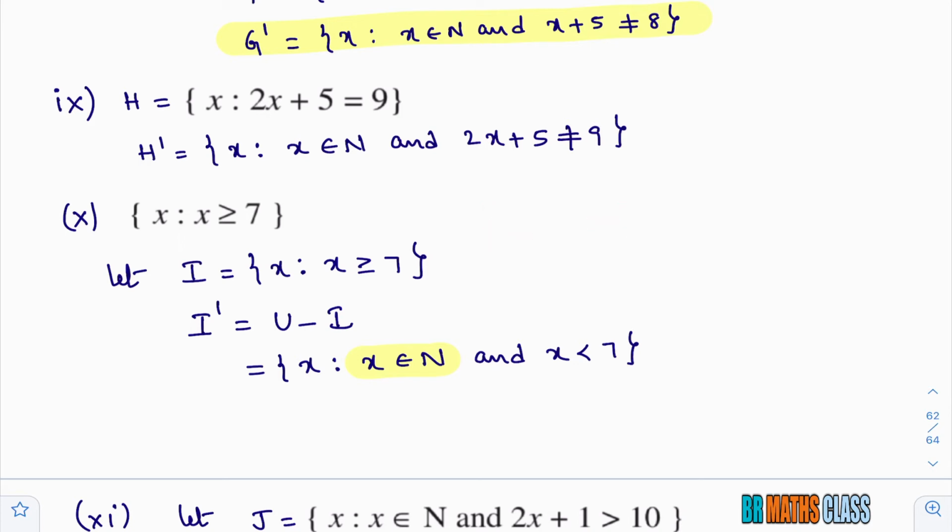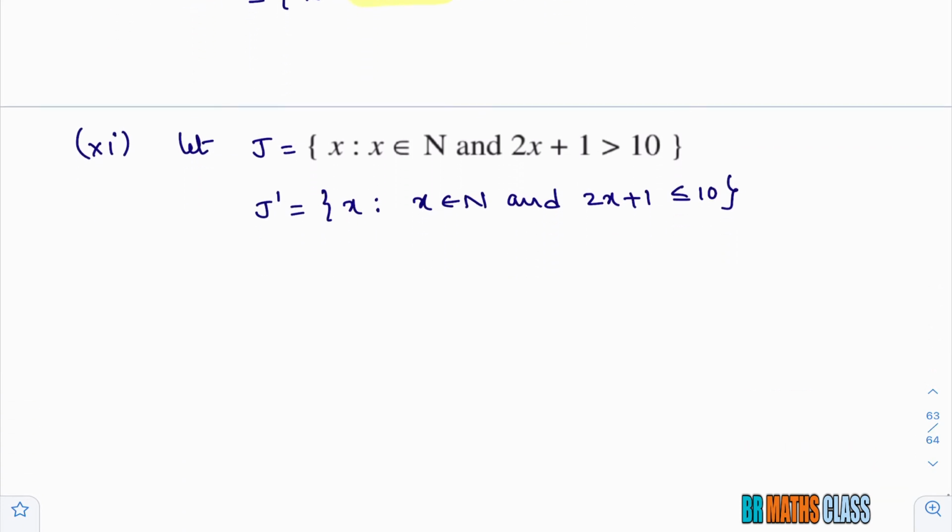Look here, x is a natural number and this is greater than or equal to 7. Now I'll say that x is less than 7. Not greater than or equal to 7 means x is less than 7. You can write like this also: x is a natural number and x is not greater than or equal to 7. That means x is less than 7 only.